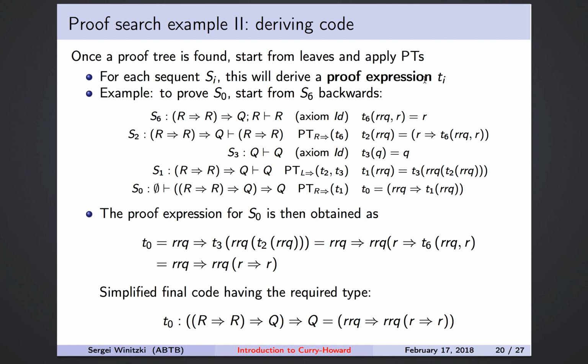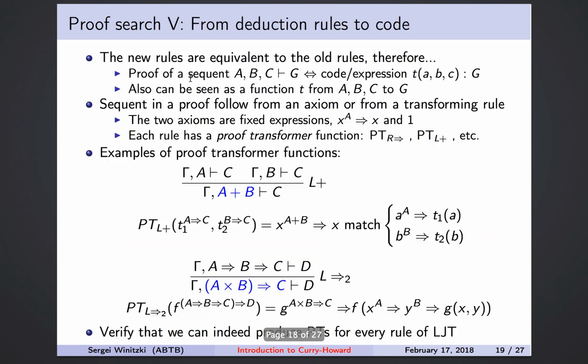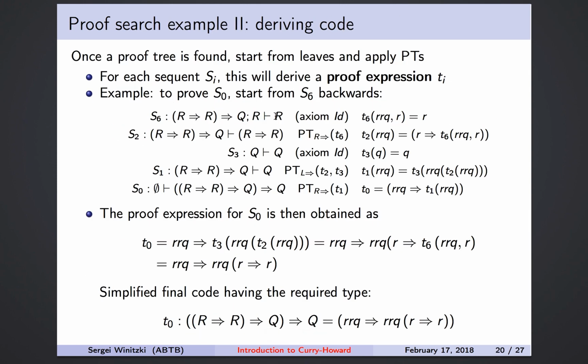So I will denote by ti the proof expressions for the sequent Si. Starting from S6. S6 was this sequent in our proof. So I'm just going through the proof example that was here, backwards from S6 back to S0. S6 was this. It followed from the axiom identity. Its proof expression, T6, is a function of two variables, of these two types. And this function just returns the second variable.